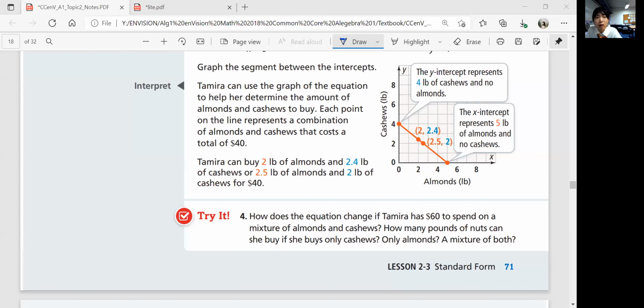Okay, first of all, you need to set up an equation. So you have the same cost. So it's going to be 8x plus 10y. That part is the same, but it's going to equal a different amount now. You have $60 of constraint instead of $40, right? And how many pounds of nuts can she buy if she buys only cashews? That means you don't have almonds. Almonds is equal to 0. When x is equal to 0, what's your y-intercept? That is your number of cashews that you can buy.